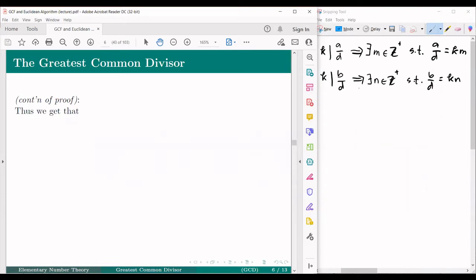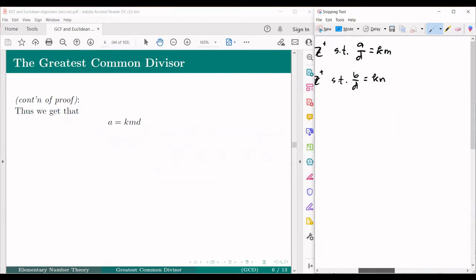Next, from this, we get that A is equal to KMD. So from here, we just cross multiply. The denominator of K is understood to be 1. So A times 1 is A. We have here KMD, which is the same as KDM, right?